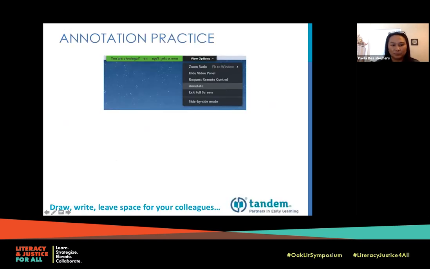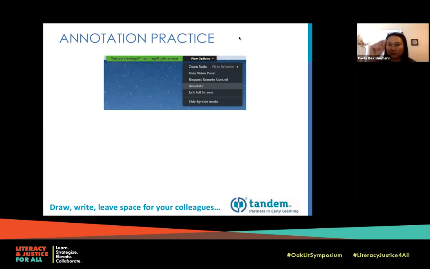Okay. So we're going to go ahead to our next math concept, which is... maybe we can do this. We'll make it work. So we're going to practice the annotation. If you can go ahead and look for your view option on your screen and click annotate and click draw. So here I'm going to invite you to draw your favorite shape. Can you go ahead and draw your favorite shape?